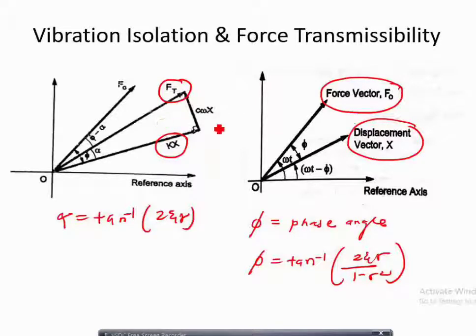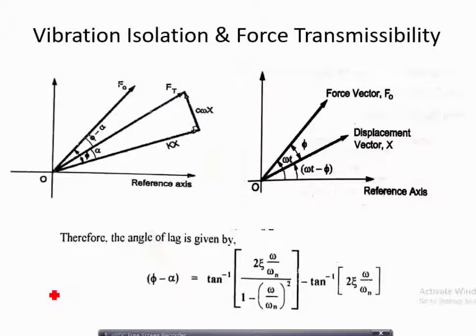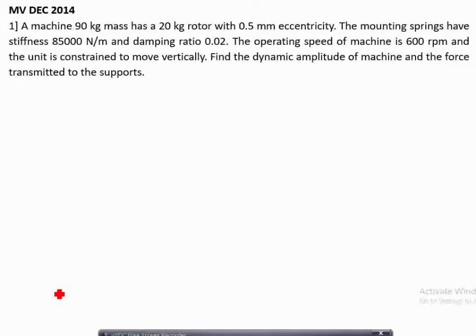Now, obviously the angle between the displacement vector and the force vector F0 is phi. So the angle between Ft and F0 is phi minus alpha. This phi minus alpha is called the angle of lag. This angle of lag is the angle by which the force transmitted vector lags the impressed force F0, and is given by phi minus alpha. So how do we calculate phi minus alpha? Phi minus alpha is tan inverse of 2 zeta r upon 1 minus r square, minus tan inverse of 2 zeta r. Now we'll use these expressions to solve this particular problem.